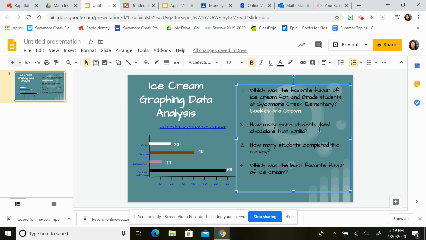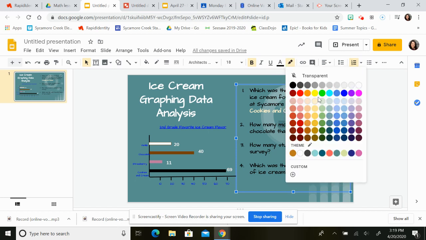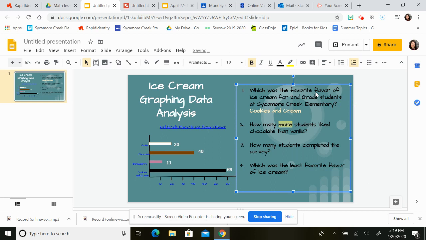Question number 2. How many more students liked chocolate than vanilla? There's the word how many more. And I know whenever it says how many more or how many fewer, I'm comparing. So this is a comparison problem. I'm comparing chocolate and vanilla. To find out how many more, I need to know how many from this bar, which is 20, up to 40. So I can solve that a couple of ways.